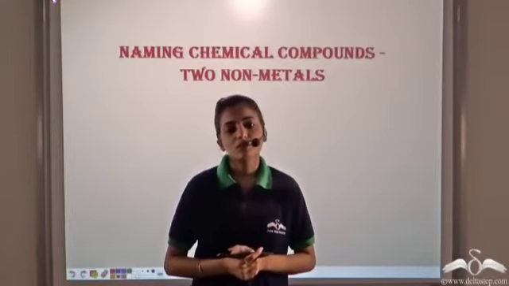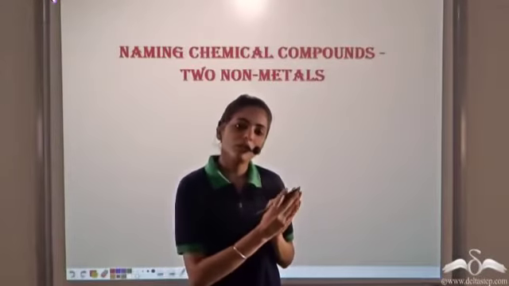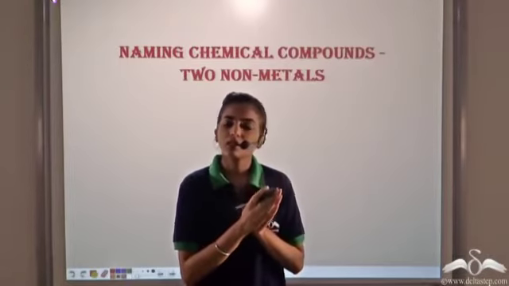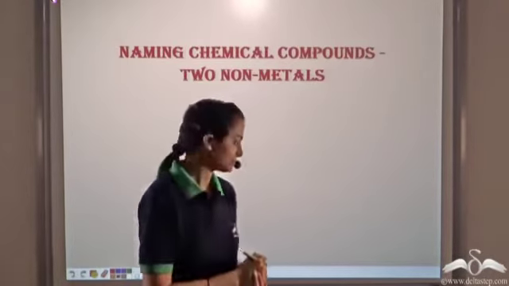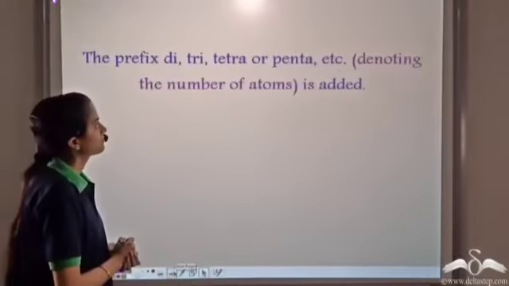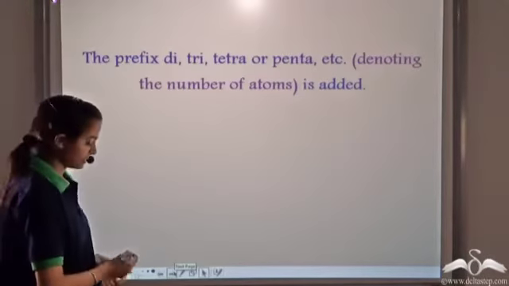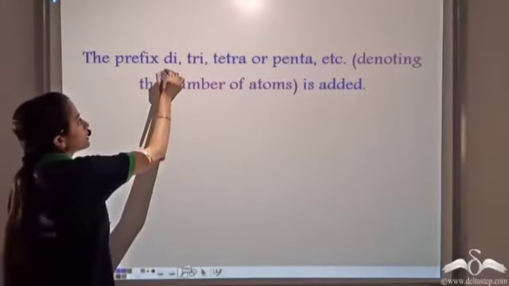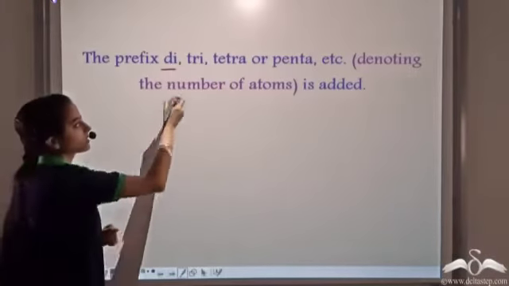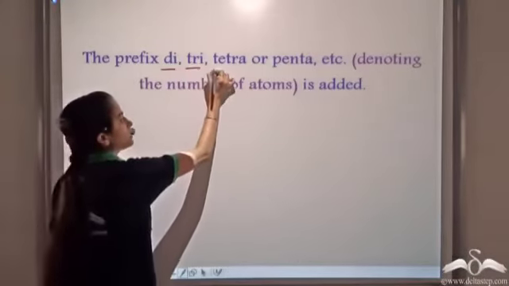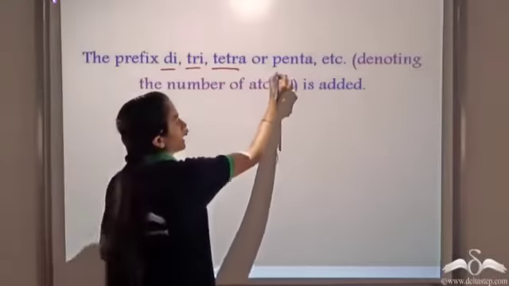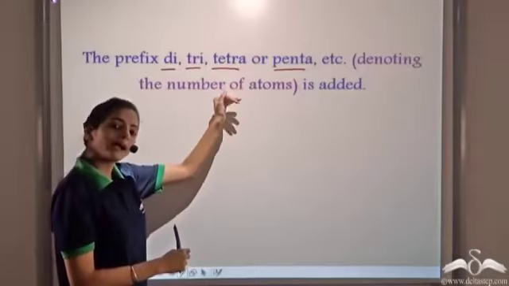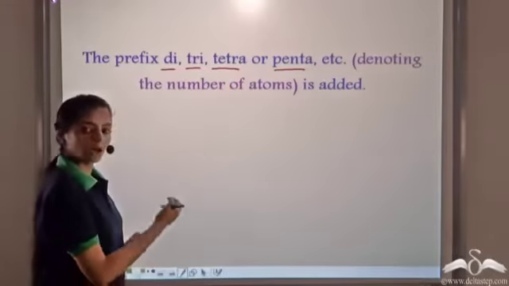We have seen the naming of chemical compounds when we had one metal and one non-metal. Now let's see how we name the chemical compounds when there are two non-metals. We use prefixes. These are the different prefixes that we use. Di means 2, tri means 3, tetra means 4, penta means 5, and so on. These denote the number of atoms which are present. So let's see how we use this.